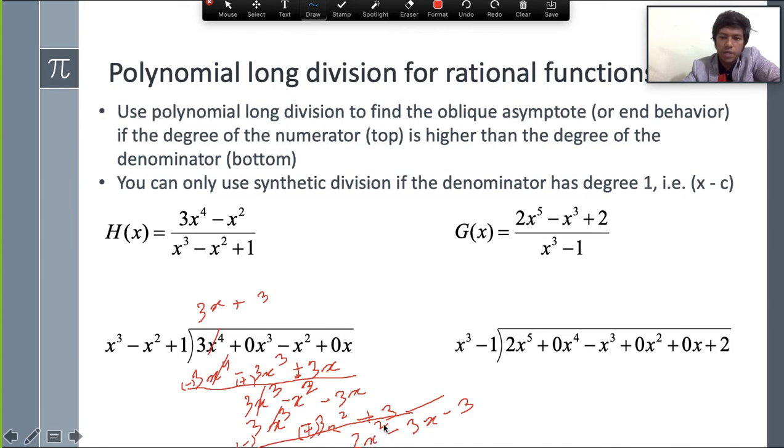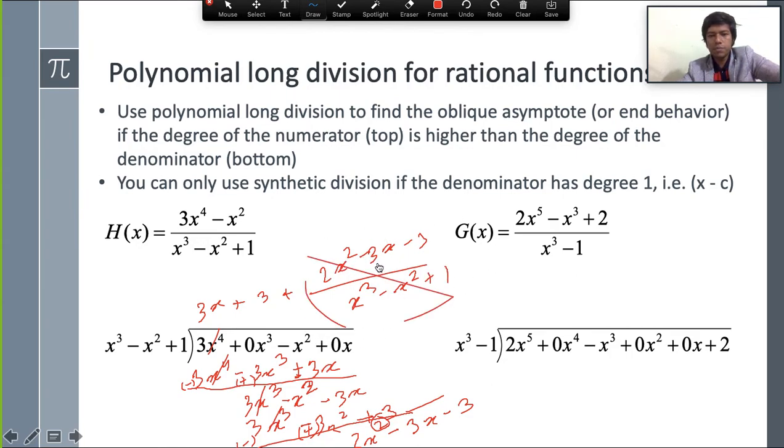So when the power is less here, this is x cube, this is x square. When the power is less here, we will stop the math right there. Then we'll write that, up until here, then plus this thing divided by this: 2x squared minus 3x minus 3 divided by x cubed minus x squared plus 1. This is actually the remainder part.